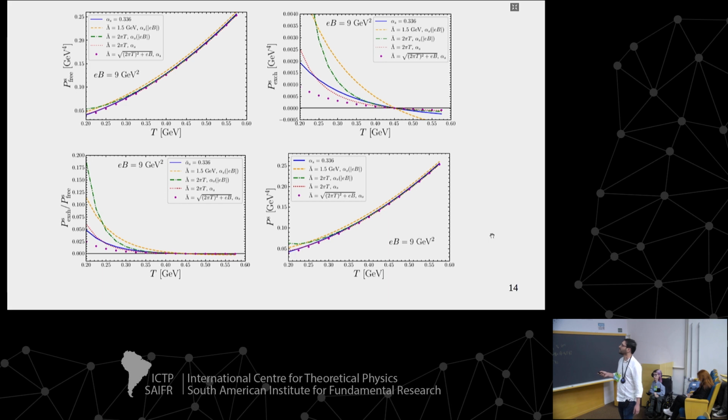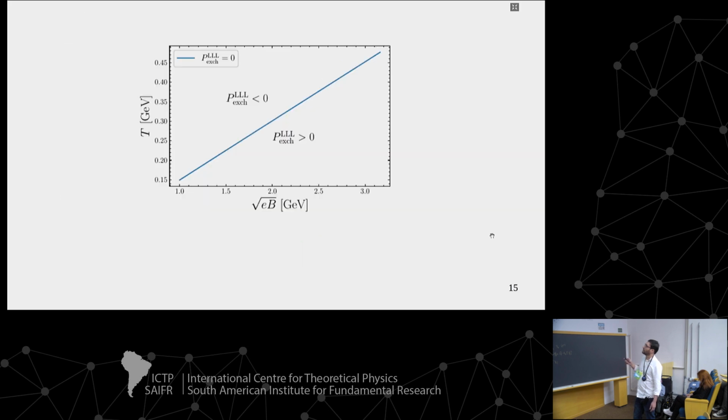What is moving? Here I show the comparison between the two. We see that for temperature higher than 400 MeV, the comparison is almost 0. And let me show you this plot here. This line divides the region where the exchange pressure is positive from the region where the exchange pressure is negative.